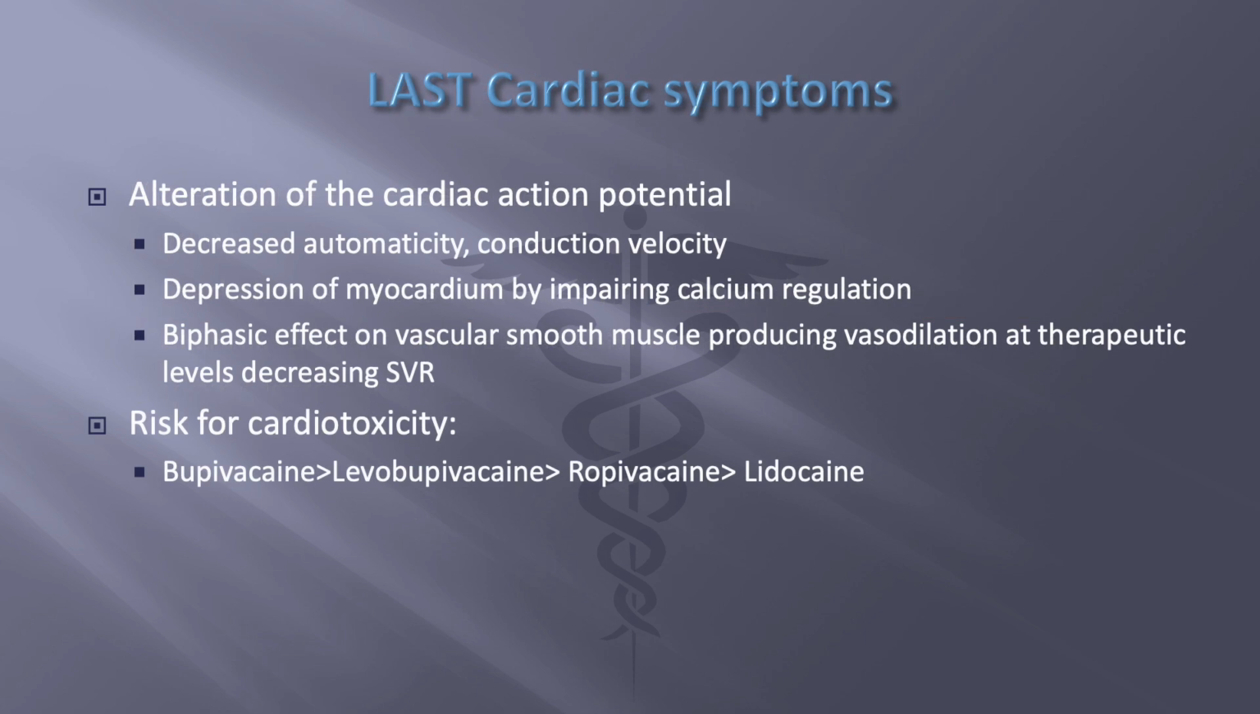All right, so last, cardiac symptoms. We alter the cardiac action potential, and we decrease automaticity and conduction velocity. There's depression of the myocardium by impairing our calcium regulation as well. There is a biphasic effect on vascular smooth muscle, producing vasodilation at therapeutic levels, decreasing SVR. As for risk for cardiotoxicity, obviously we know bupivacaine is the biggest one, then levobupivacaine, which isn't commonly used, then ropivacaine, then lidocaine. I would definitely remember that bupivacaine is your number one risk for cardiotoxicity.